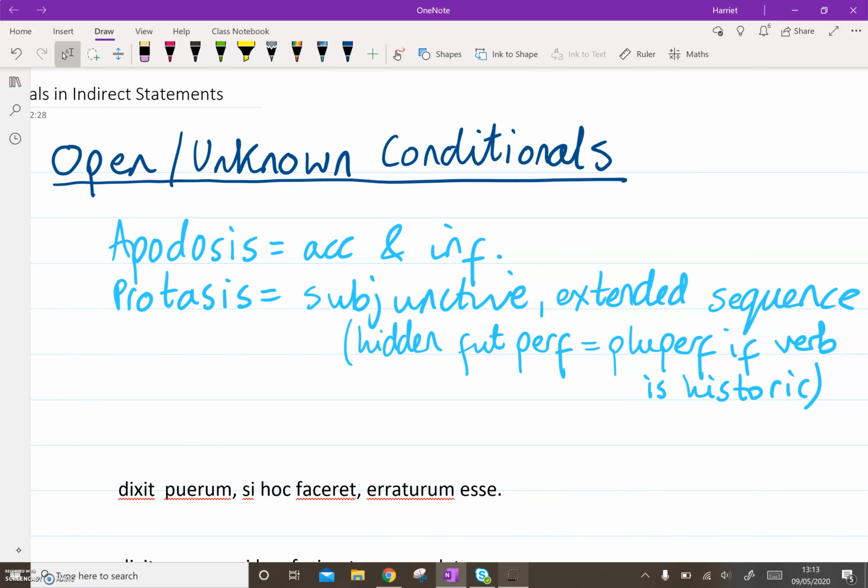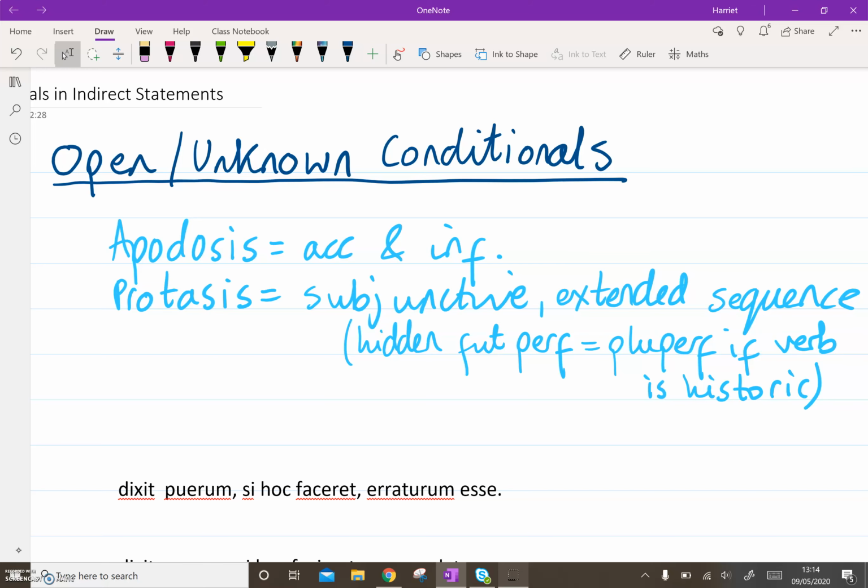First of all, simply, the apodosis is the bit that's the indirect statement. So the accusative and infinitive, that's the main clause. And that would be kind of the result of the condition, and that would be accusative infinitive. So that's the kind of easier, more straightforward bit. The protasis is where it gets a little bit complicated. So that's the if part of the sentence, and this is formed with the subjunctive using extended sequence. So that means that it could basically be any tense of the subjunctive.